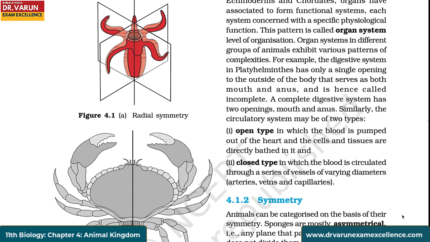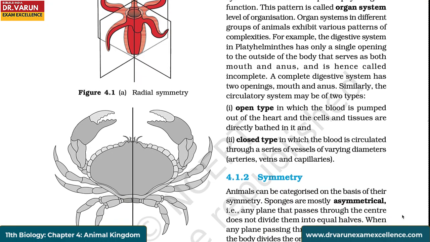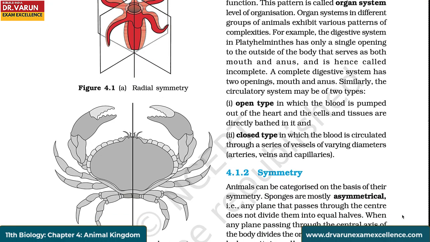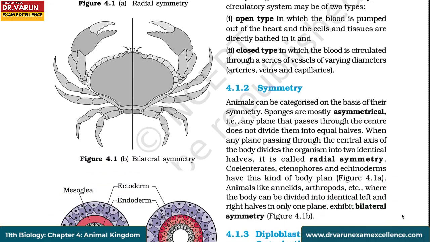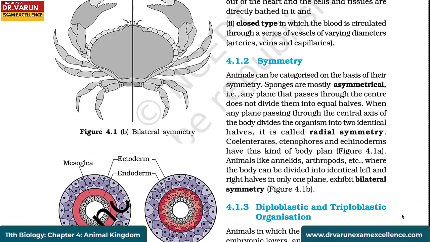Similarly, the circulatory system may be of two types. Open type, in which the blood is pumped out of the heart and the cells and tissues are directly bathed in it, and closed type, in which the blood is circulated through a series of vessels of varying diameters like arteries, veins, and capillaries.